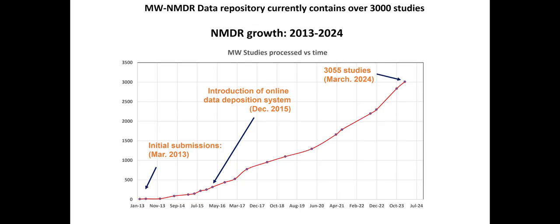This slide provides an overview of how the data deposited into NMDR has grown over time. As we can see here, it has continuously been growing, and particularly in December 2015, an automated online deposition system was introduced based on all the experiences that we gathered over the previous 3 years, and we saw a substantial increase in the number of studies deposited after that, and the momentum has continued.